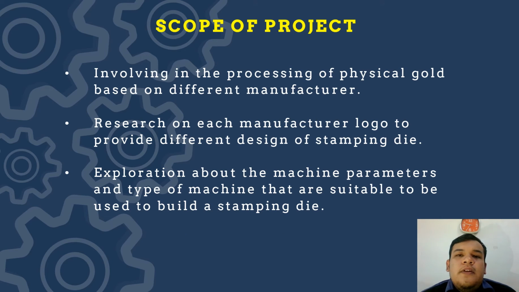The scope of the project of design and development of gold bar stamping die involves the processing of physical gold based on different manufacturers. Next, research on manufacturer logos to provide different designs of stamping die. And lastly, exploration about the machine parameters and type of machine that are suitable to be used to build a stamping die.